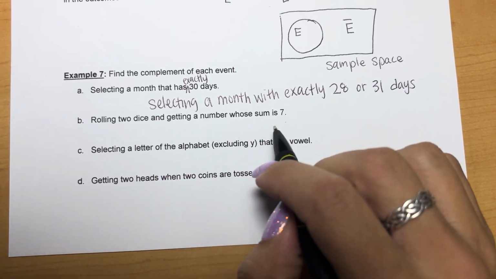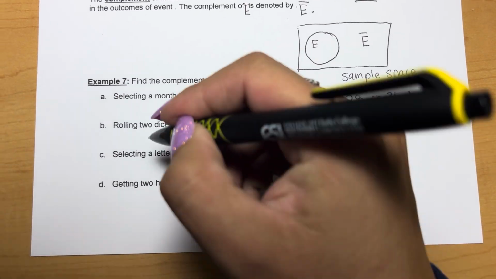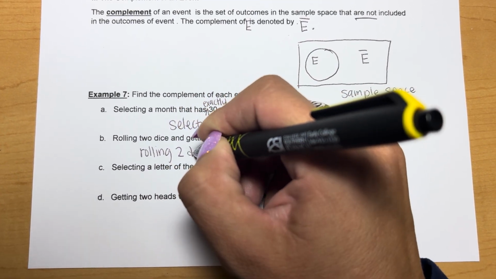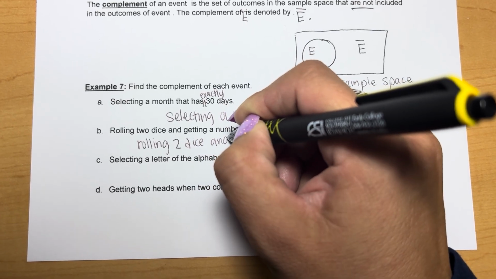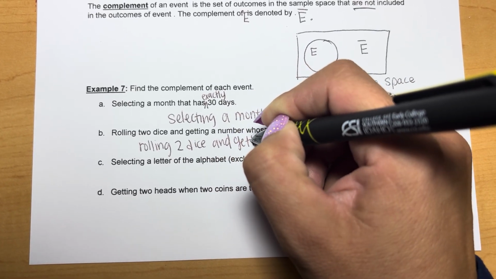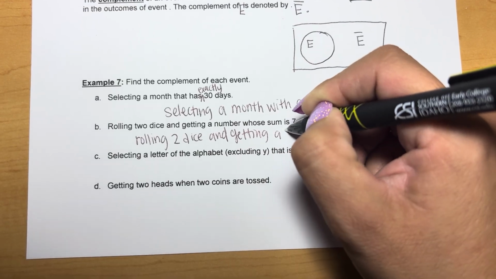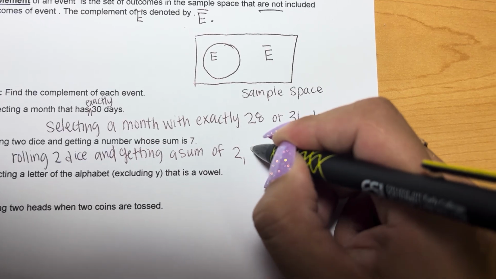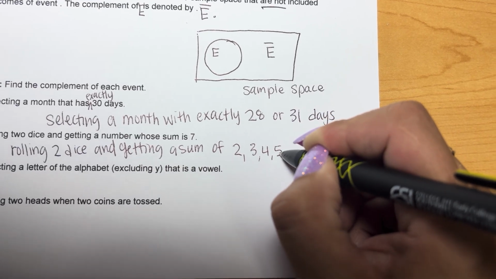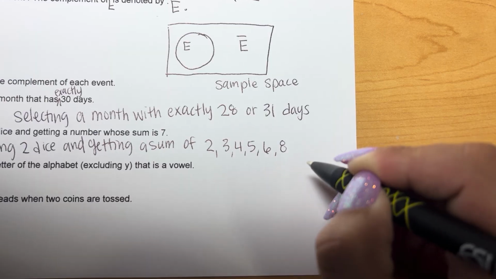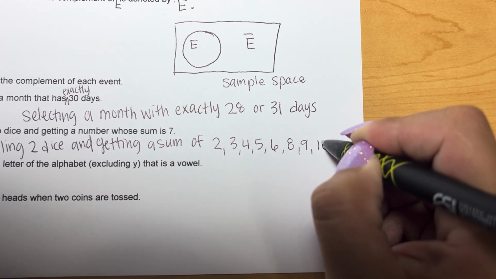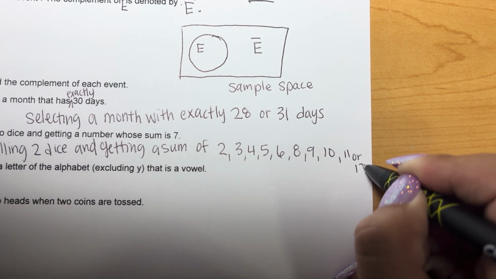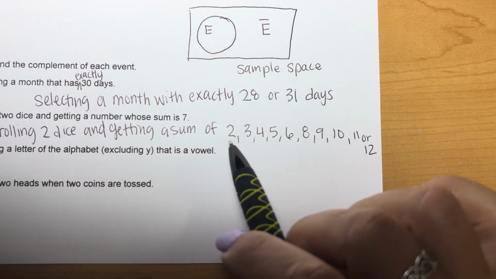Okay. The complement would be pretty much any other option that we had. So rolling 2 dice and getting a sum of, okay, the lowest we can get is 2, 3, 4, 5, 6, 8, 9, 10, 11, or 12. Now that seems kind of excessive, but those are our other options.